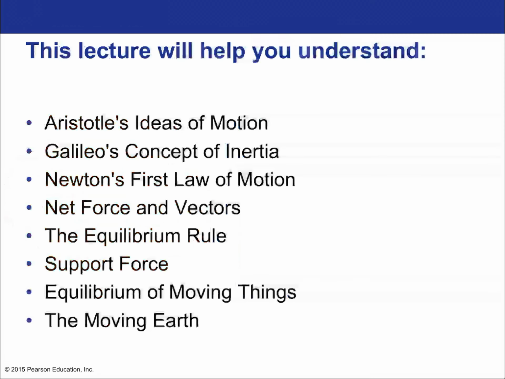All right, so our topics are going to be Aristotle's idea of motion, which was proven to be wrong, how Galileo laid the groundwork for Newton's first law of motion, the ideas of net force, and introducing something very important called a vector, the equilibrium rule, support force, which is a particular type of force, equilibrium, and the consequence of the moving Earth and how to think about that.